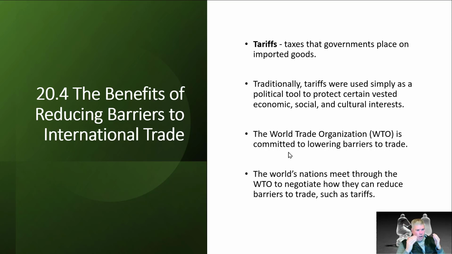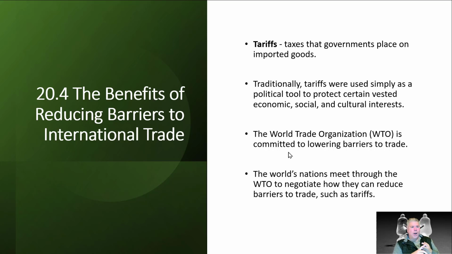Basically, it drives the cost up to allow otherwise comparatively less efficient producers in the United States, from a cost perspective, to be competitive in the U.S. steel market. Traditionally, tariffs were used as a political tool to protect vested economic, social, and cultural interests.